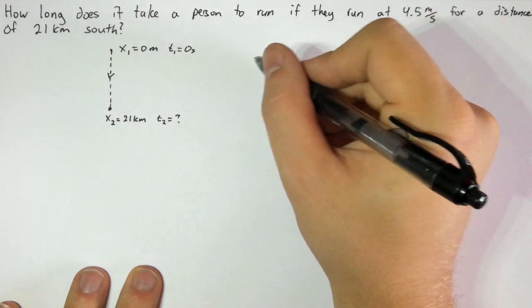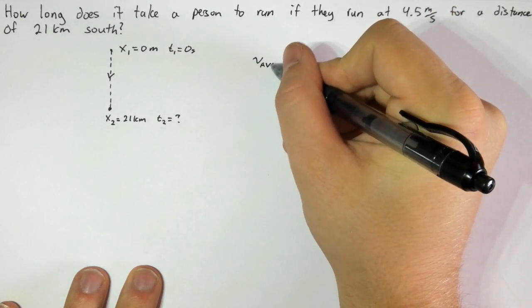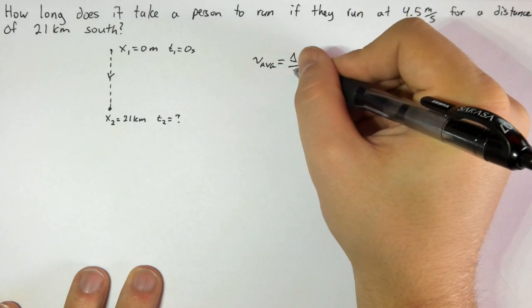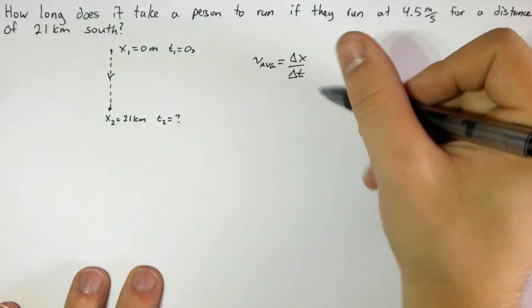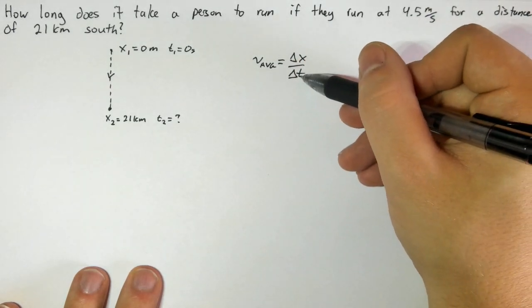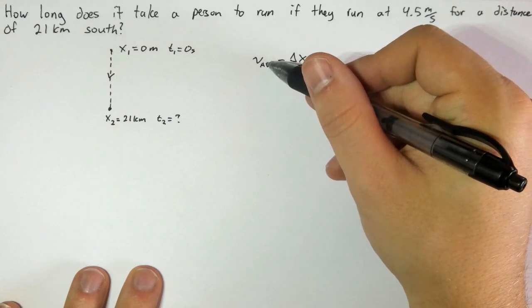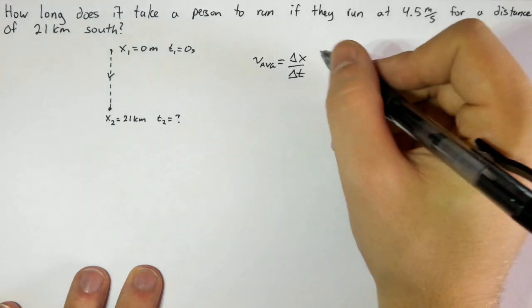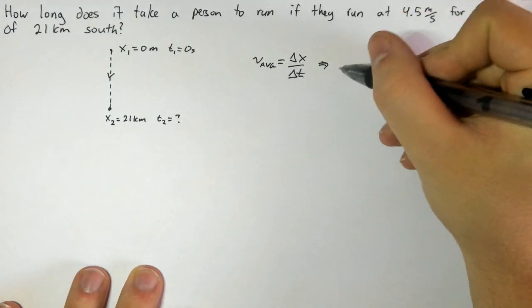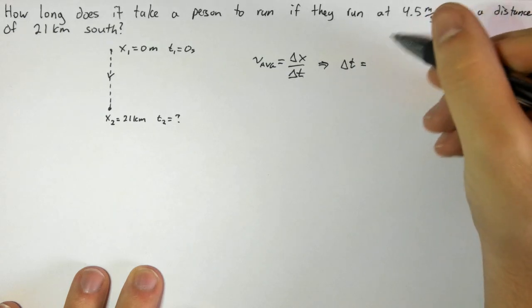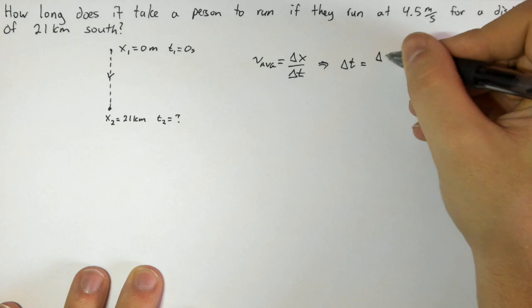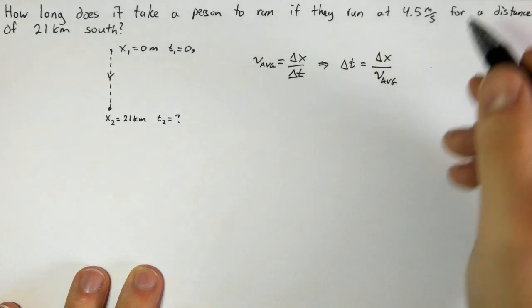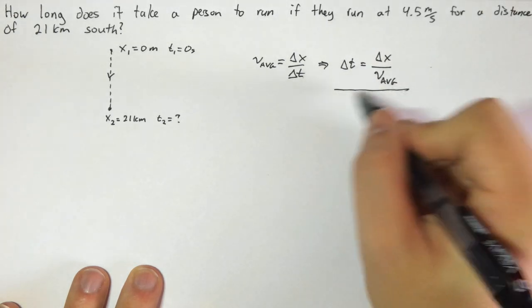So what we have is our average velocity formula is delta x over delta t, and now we want to solve for time. So we can multiply time over to the left side and then divide velocity over to the right side. And that gives us delta t is equal to delta x over our average velocity. And this is what we want to solve here.